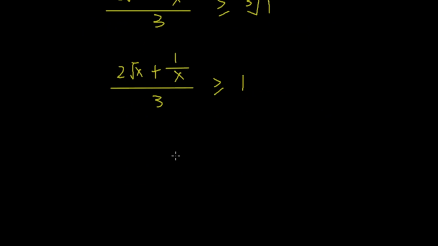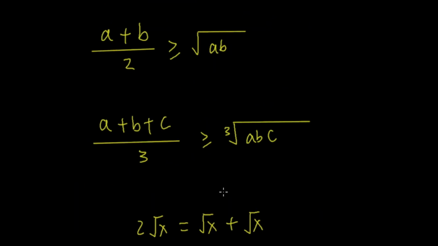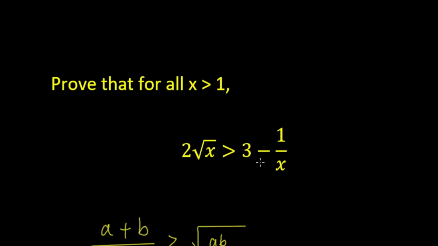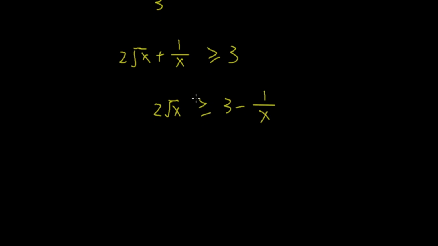Now multiply both sides by 3. 2 square root of x plus 1 over x is greater than or equal to 3. Now, subtract 1 over x from both sides. We have 2 square root of x is greater than or equal to 3 minus 1 over x. Now, this looks like the original question. However, in the original question, it's only greater than. What we just did here has the equal sign too. So it's greater than or equal to.